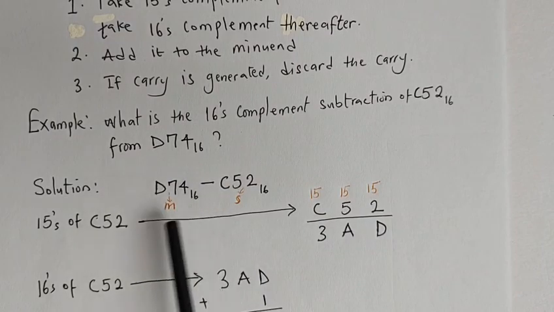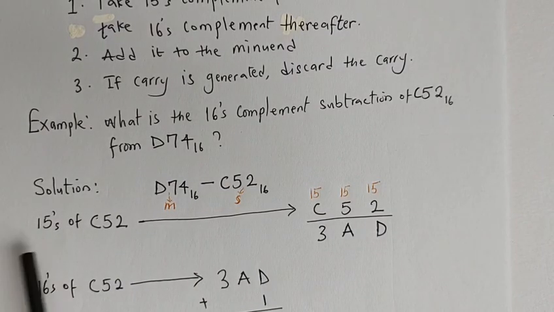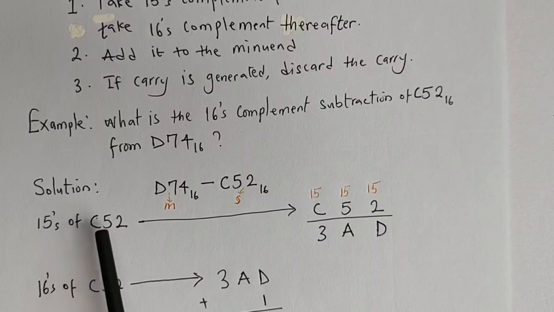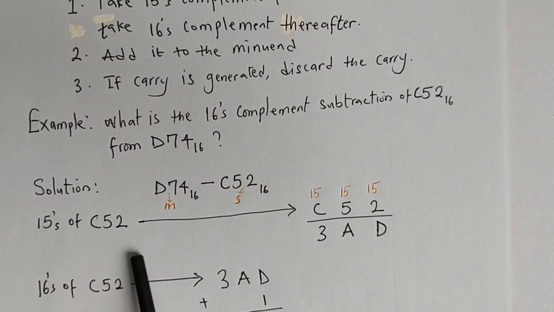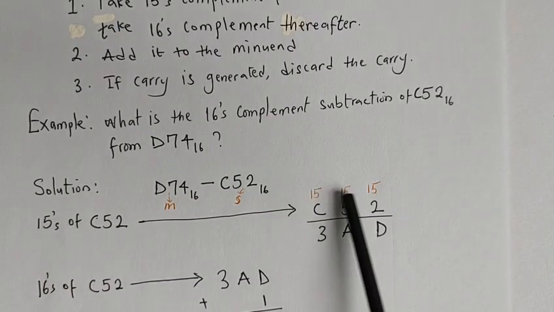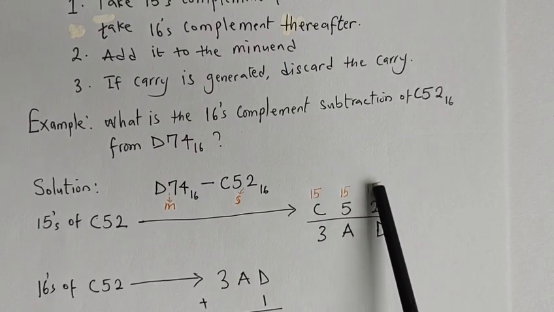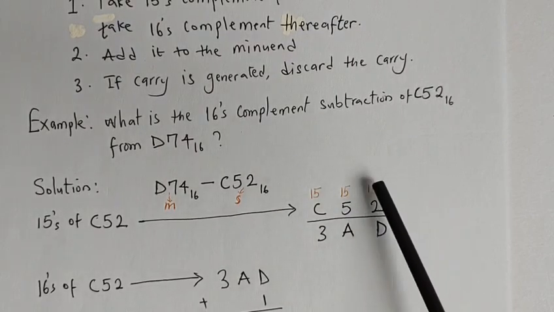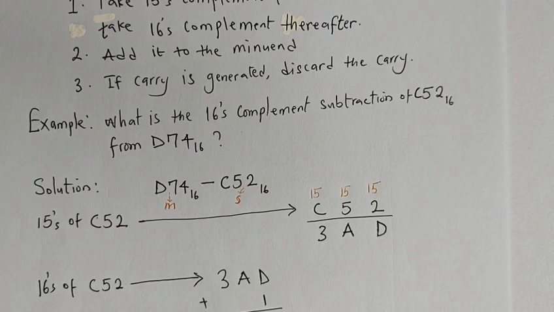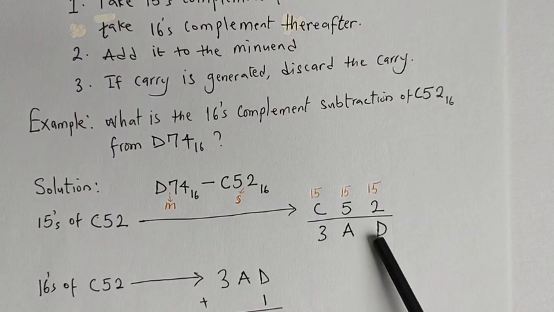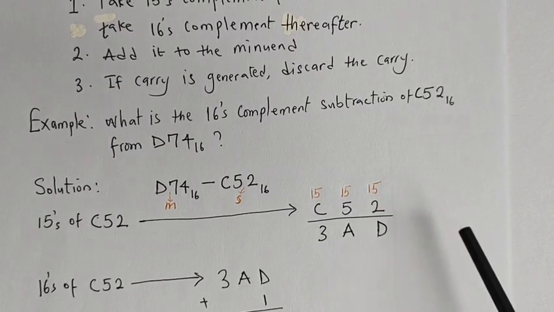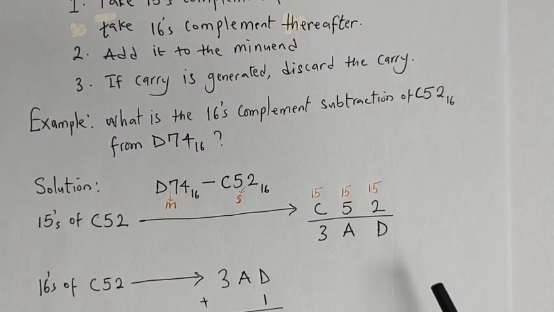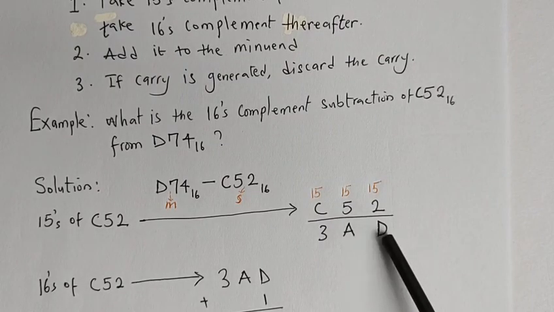So for us to take the 15th complement of C52, we need to subtract each and every digit of C52 from 15, because 15 is the highest number in the hexadecimal number system. So we're going to say 15 minus 2. 15 minus 2 is going to give us 13. And we cannot directly write 13, because in the hexadecimal number system table, 13 is D.